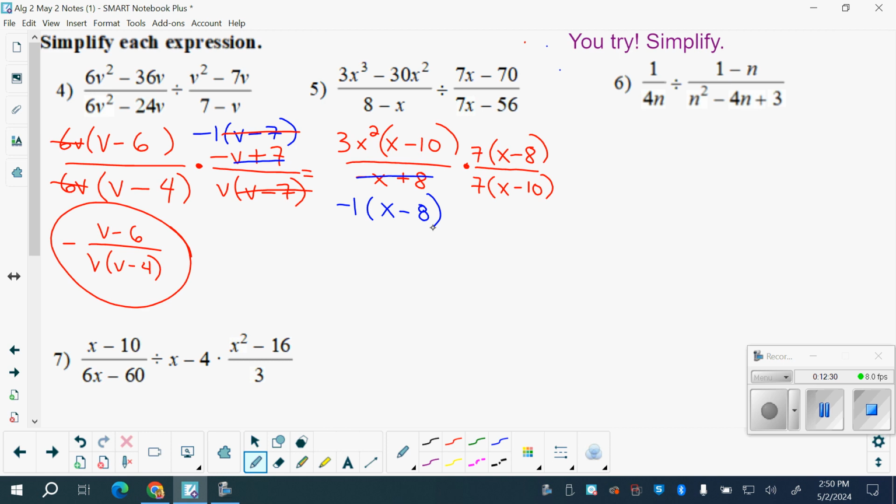The x minus 8? Anything else? X minus 10 and the 7. So now my answer, we have a 3x squared, and then I'm just going to make it negative. So we don't want to put a fraction there. We want to leave it as simple as possible, which would be to bring that negative up to the top. Okay, go ahead and do the you-try.